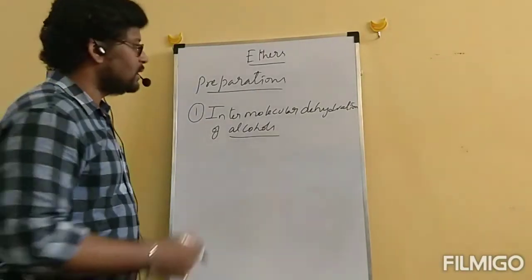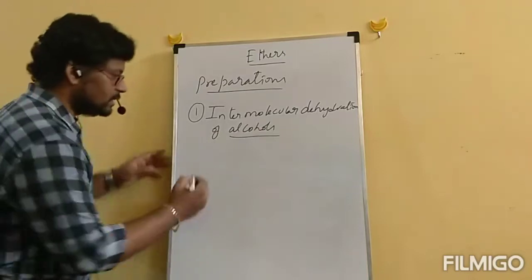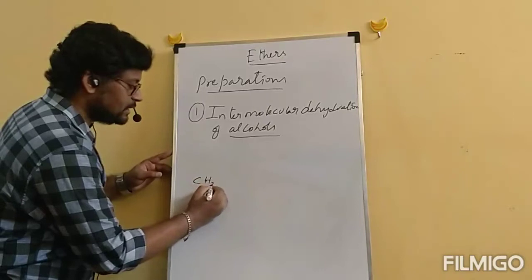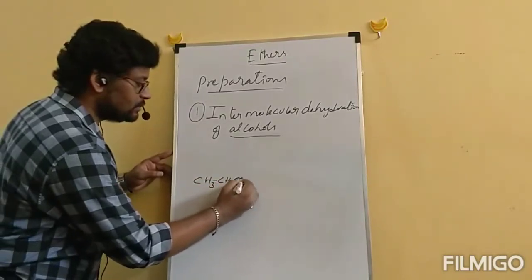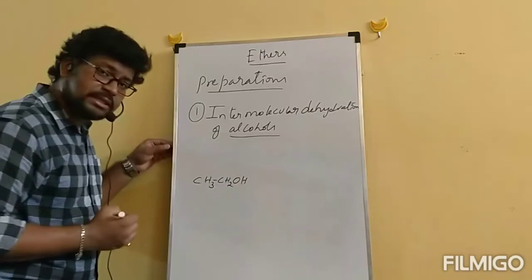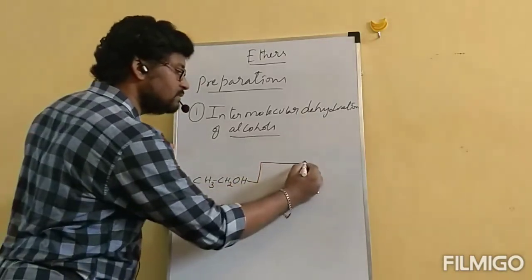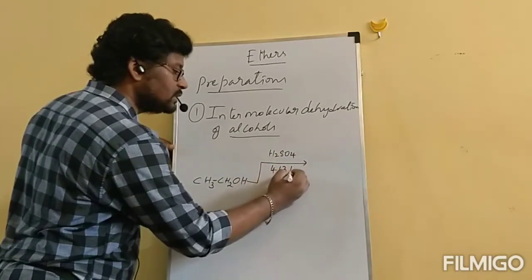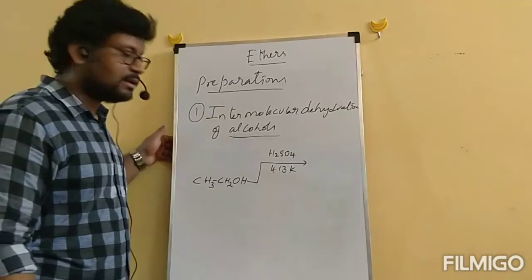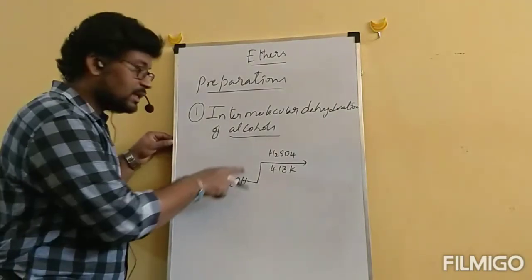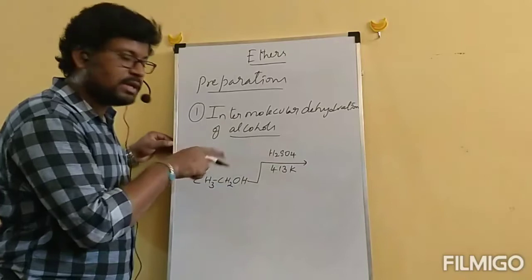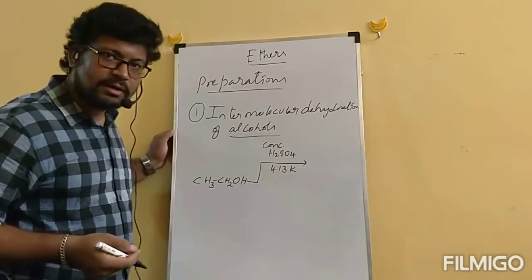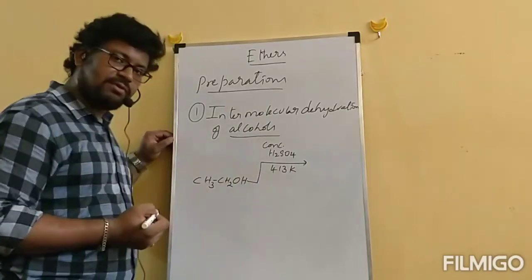Okay, now let us see in what way this dehydration is going to be happening. Let us consider one alcohol, ethyl alcohol, CH3CH2OH. The CH3CH2OH will undergo reaction with H2SO4 at 413 Kelvin. This temperature is very important here. CH3CH2OH reacts with H2SO4. Concentrated H2SO4 is a dehydrating agent, means it will remove the water. At what temperature? 413 Kelvin.